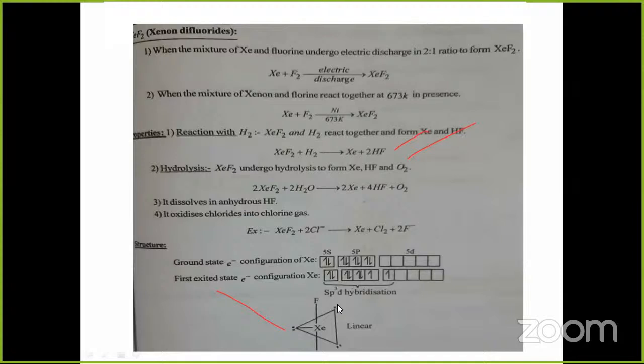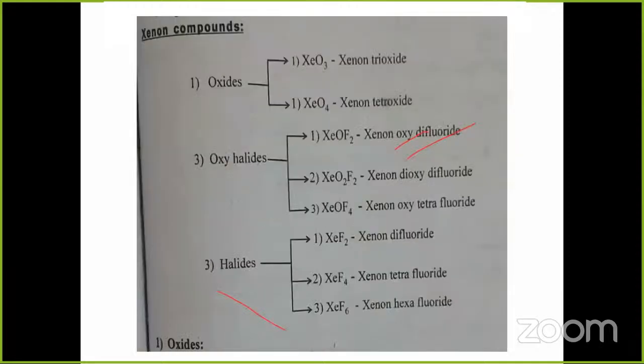Now come to xenon F2 structure. Very simple. I will tell you the next structure. Right. You see xenon F2 structure.